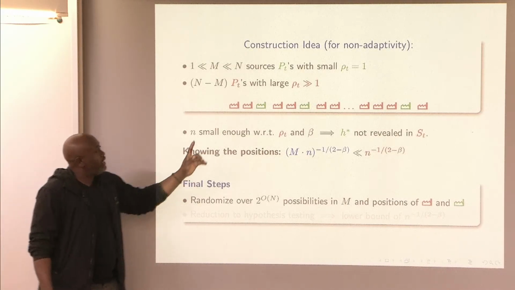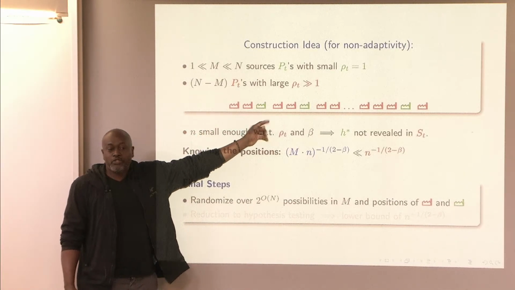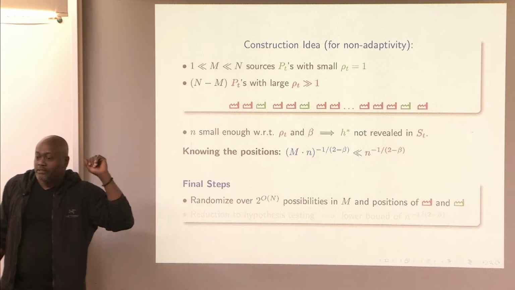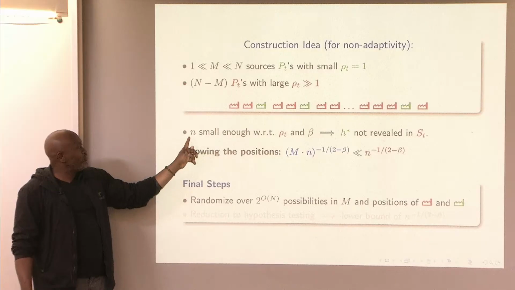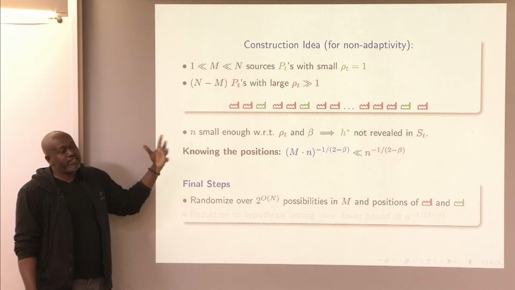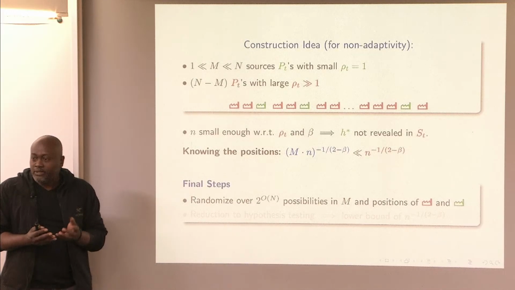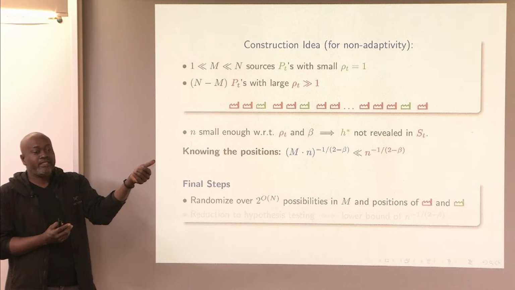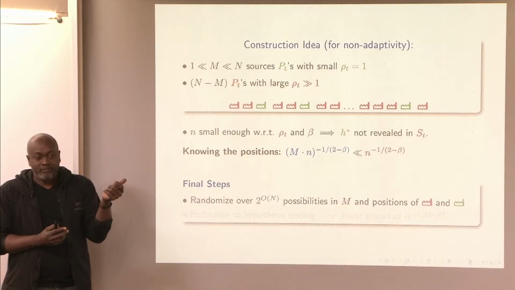However, the adaptive procedure has to find which ones are good, which ones are bad. Okay? The other thing that we do is we need to make little n small enough. So what do we mean by bad? Little n itself should be small enough with respect to the rho's and the noise in the problem to be able to switch the identity of H star, of F star. Fine?